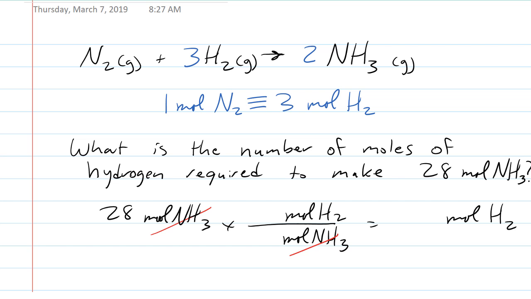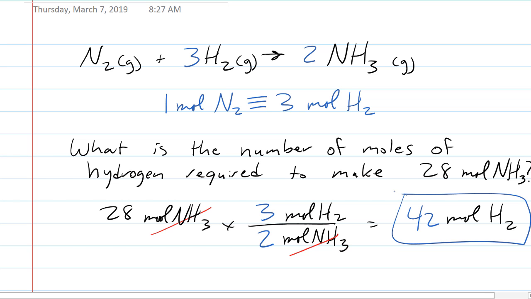So what number are we going to put on the bottom? 2. And on the top? 3. And where do these numbers 2 and 3 come from? They come from the coefficients in the balanced chemical equation. So the 3 comes from the H2, the 2 comes from the NH3. If we multiply this through, we'll take 28, multiply it by 3, and then divide it by 2, and we wind up with an answer of 42 moles of H2.